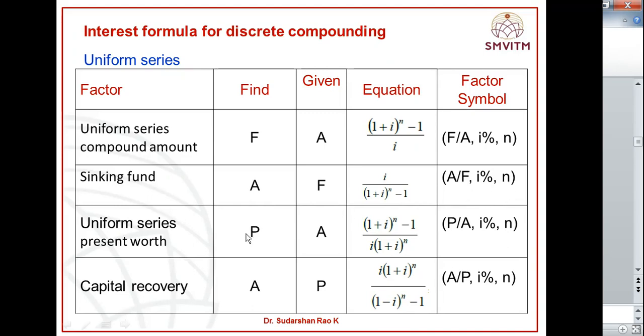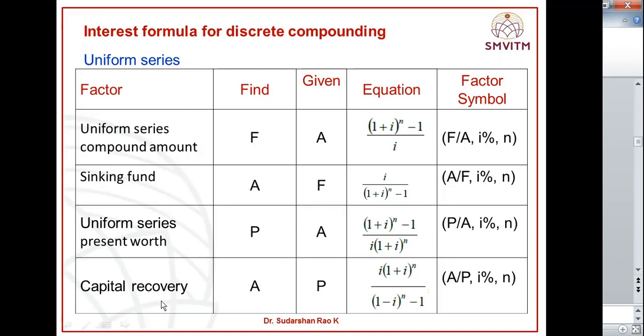Similarly, the third factor is the uniform series present worth, where for the given A, P can be calculated using the equation P equals A into (1 plus i)^n minus 1, divided by i into (1 plus i)^n. The factor symbol is P/A, i percent, n.